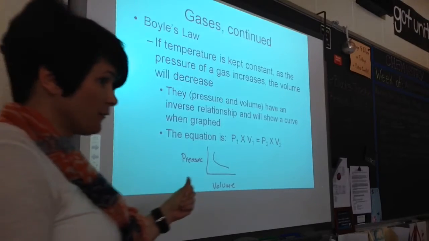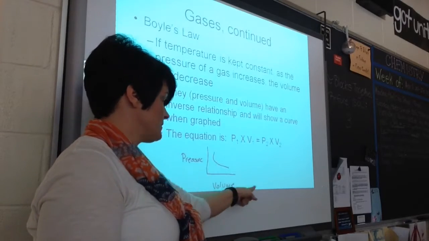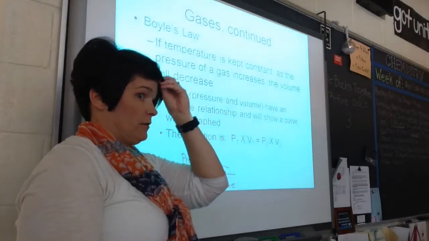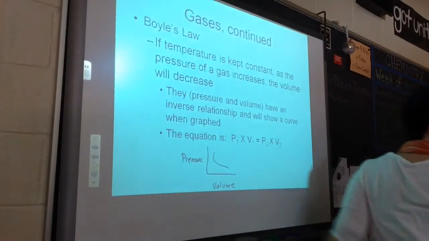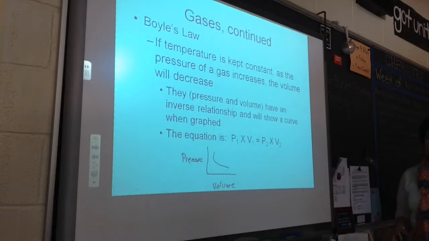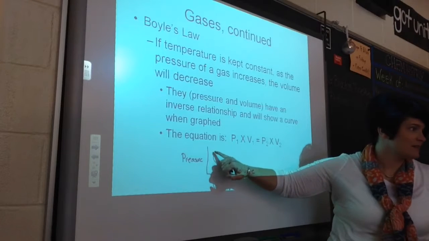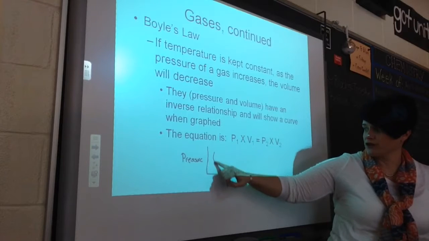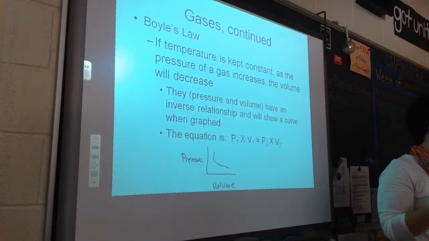The assumption here is, of course, that this is set up like a regular graph, and it is. Zero is here, volume increases that way. Zero is here, pressure increases that way, yes? So when pressure is at its highest, volume's at its lowest. You follow? When pressure is at its lowest, volume is at its highest. That's the inverse relationship. They're opposite each other. Cool.